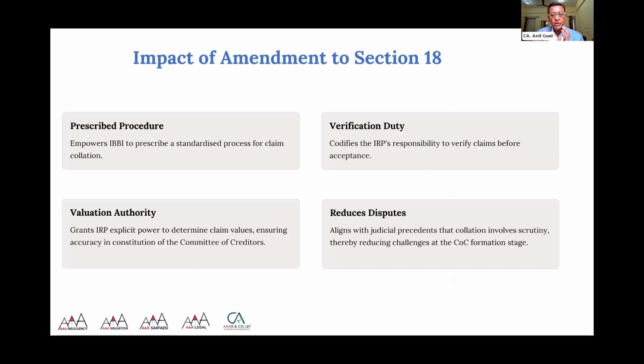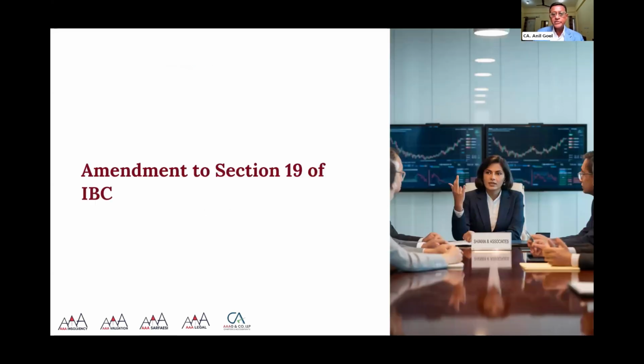So therefore, it is very clear now that Section 18 has been amended. The prescribed procedure empowers IBBI to prescribe the procedure. Verification duty is on the IRP. Valuation authority is also on the IRP, and therefore it reduces disputes. And also, when liquidation starts, there is no duplication of work. The same work which was done by the IRP or even the RP will continue during liquidation, and only the liquidator's job will be to update in case there is any change.